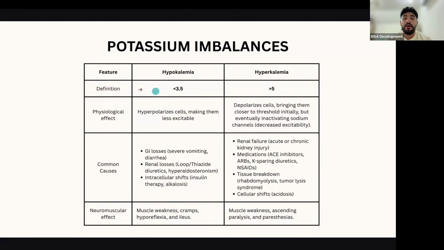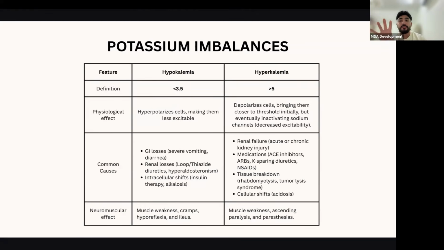Now, when you are hyperkalemic, meaning that you have potassium levels more than 5, this will depolarize the cell, bringing it closer to the threshold, right? However, it's going to reach a point where it plateaus and inactivates these sodium channels, so it will decrease your excitability. So in both cases, it decreases excitability. However, one will hyperpolarize, and one will depolarize too close to the threshold, so that with time it's going to inactivate these sodium channels, decreasing the excitability.